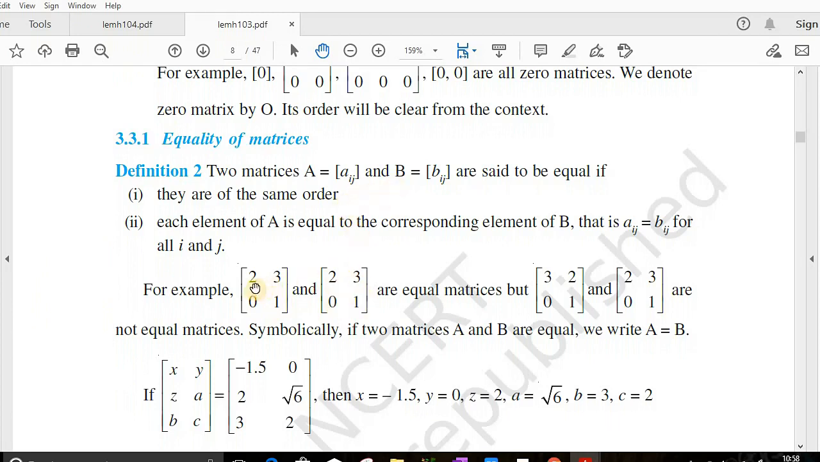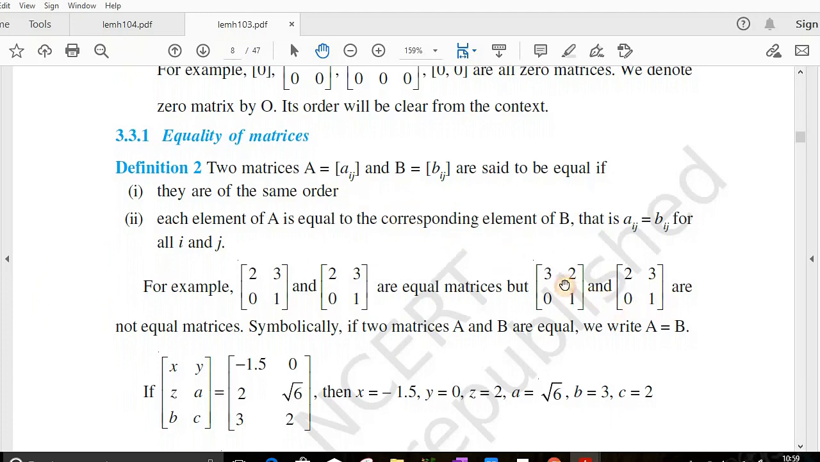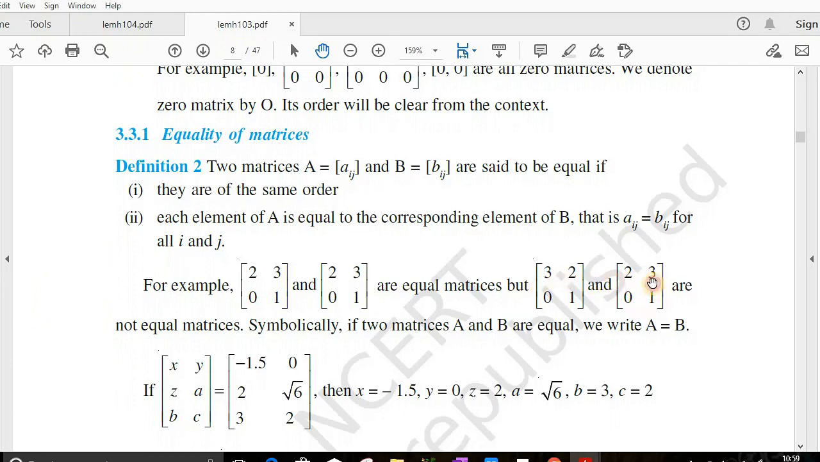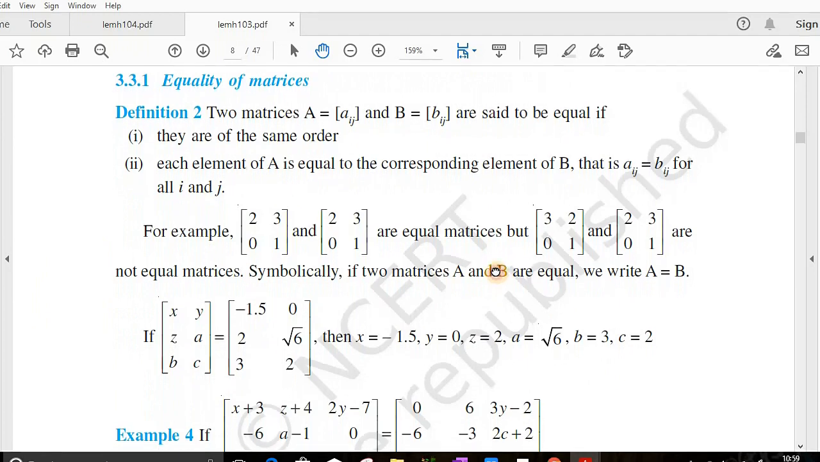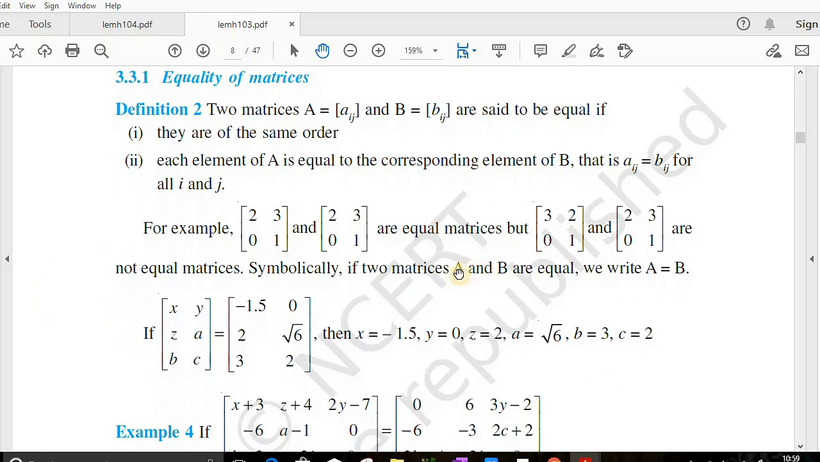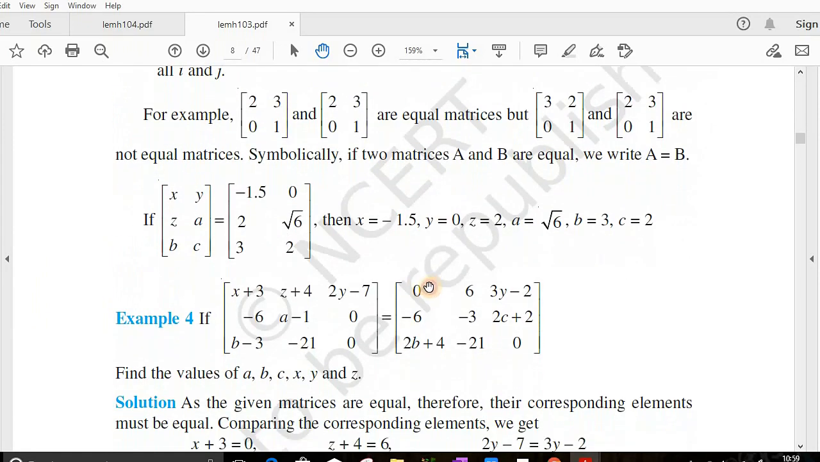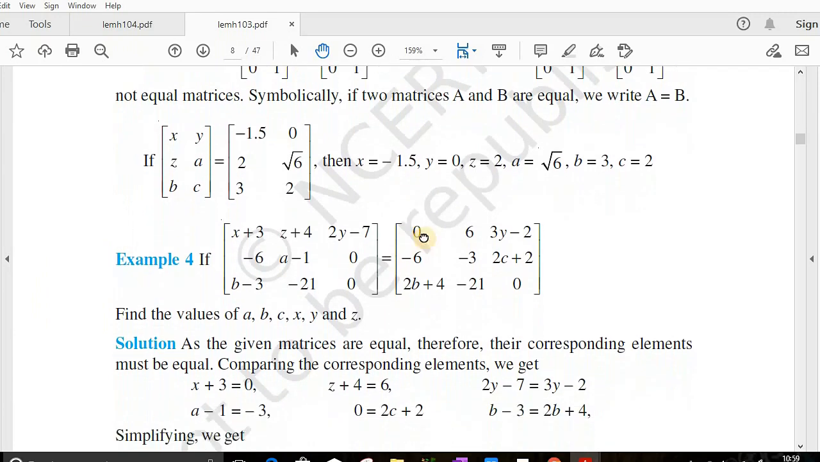So first condition satisfied. Second condition is the 1 1 element is 2 here, 2 here, 3 here, 3 here, 0 here, 0 here, 1 here, 1 here. So they are equal matrices. But you see these two are not equal matrices, because first of all the orders are the same. So next you see this first element, the a 1 1 element is what? 3 here, and the 1 1 element is 2 here. So these two are not equal, so therefore these two matrices are not equal. Okay, so equal matrix is a concept you need to know. Okay, after knowing equal matrix only we can go forward.